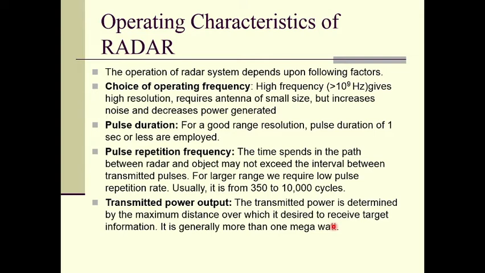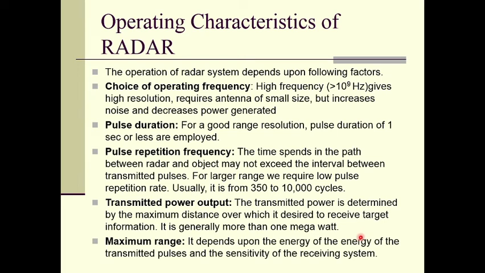Then another characteristic is transmitted power output. The transmitted power is determined by the maximum distance over which it is desired to receive target information. It is generally more than 1 megawatt, right? So generally more than 1 megawatt of power will be used to transmit and receive signals from the target, we can say.